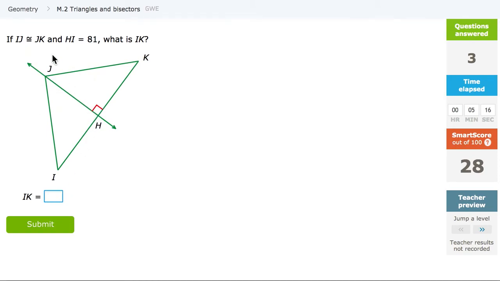If IJ is congruent to JK. Where's IJ? IJ is here. That is congruent to JK. And HI is 81. HI is here. That is 81. What is IK? IK is the complete segment below. So if HI is 81, we can conclude HK is also 81. Therefore, IK is the sum of this 81 and 81. So 81 plus 81, 162.